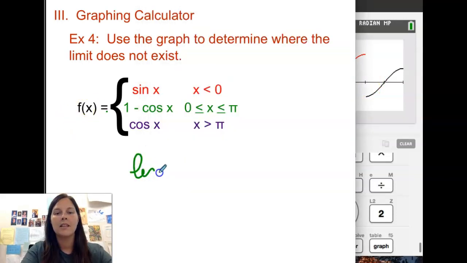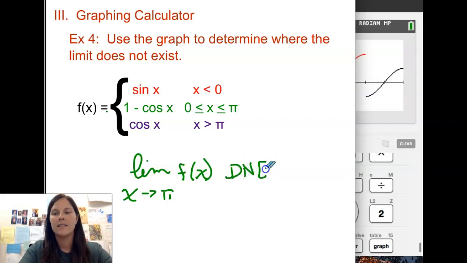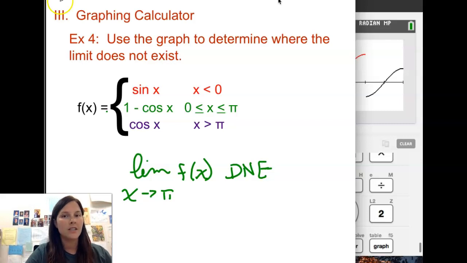So we can say the limit, I apologize for my handwriting, especially with a stylus, as x approaches pi for this function does not exist.